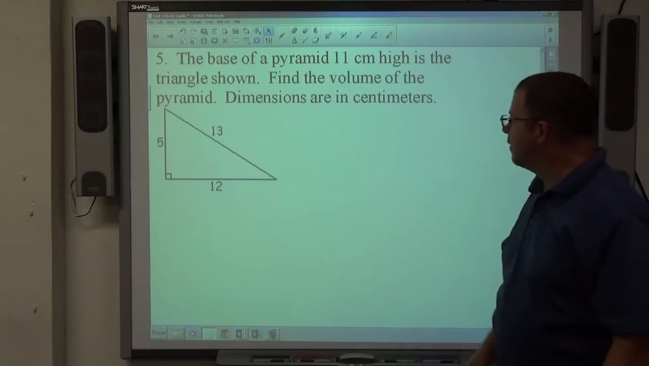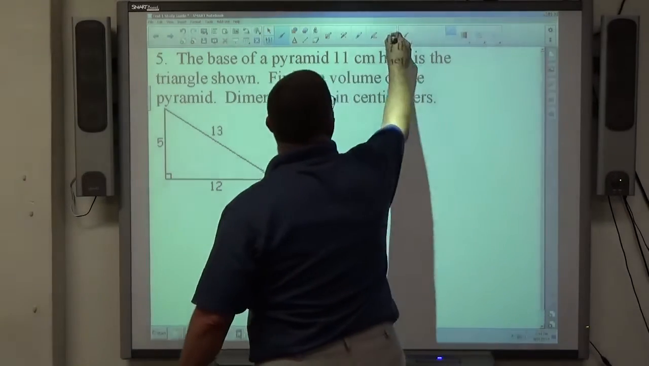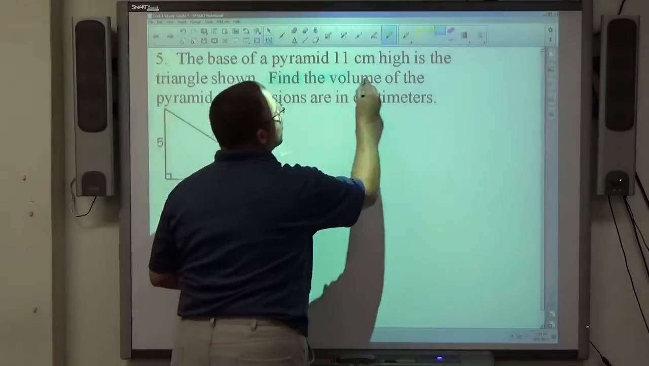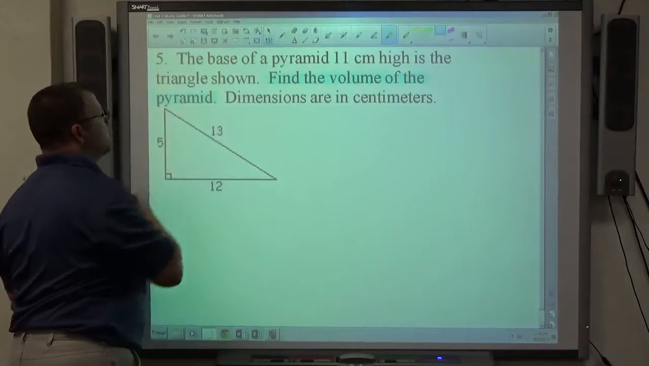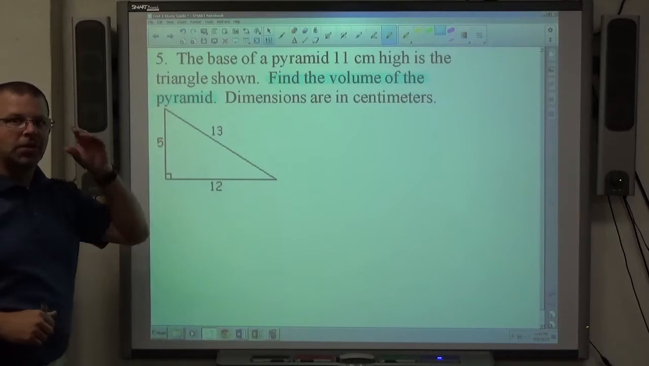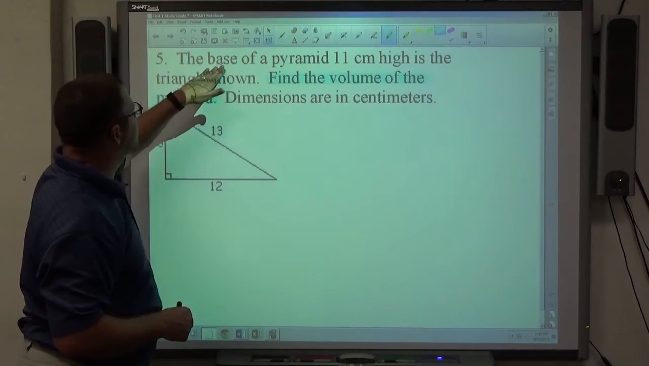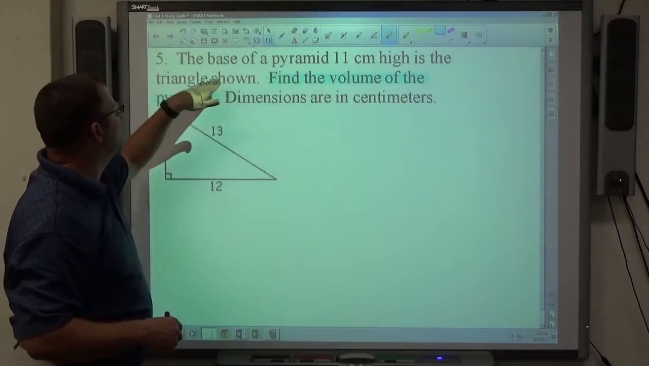Okay, number 5. Once again, if we focus on directions, what are we being asked to do in this problem? It says, find the volume of the pyramid. Okay, this is not a pyramid, so the first thing I want to do is see how they describe the pyramid so it can help me find the volume of this thing. It says the base of a pyramid 11 centimeters high is the triangle shown.